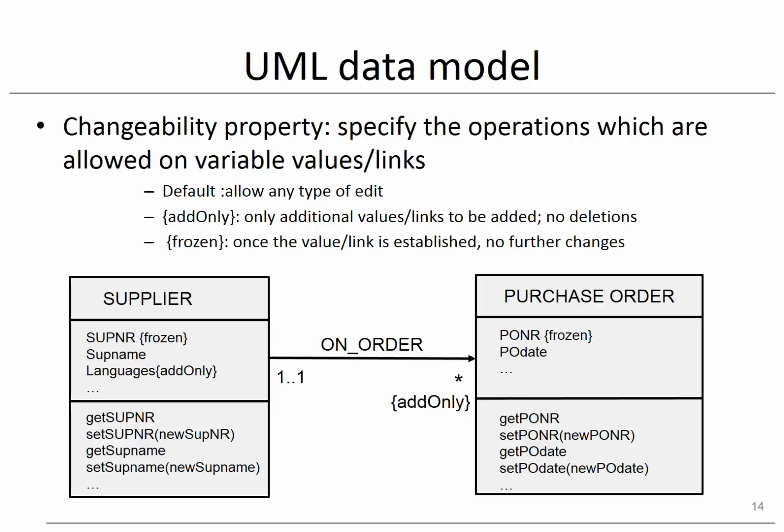The supplier and purchase order number are both declared as frozen, which means that once a value has been assigned to any of them, it can no longer change. The languages variable of the supplier class defines a set of languages a supplier can understand. It is defined as add only since languages can only be added and not removed from it. Also, note the add only characteristic added to the on order association. It specifies that for a given supplier, purchase orders can only be added and not removed.